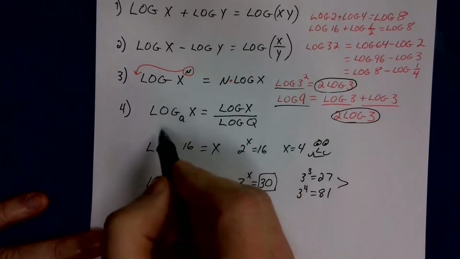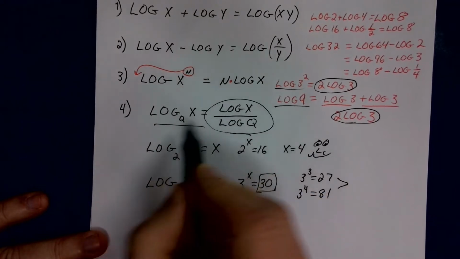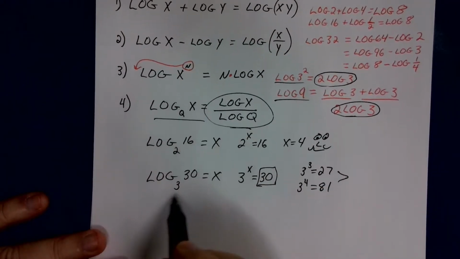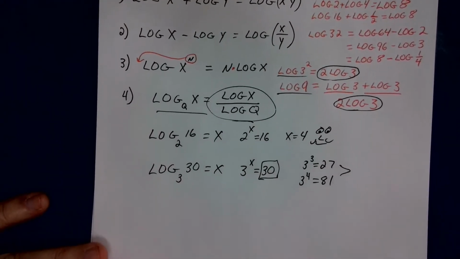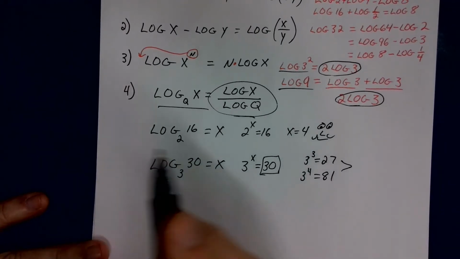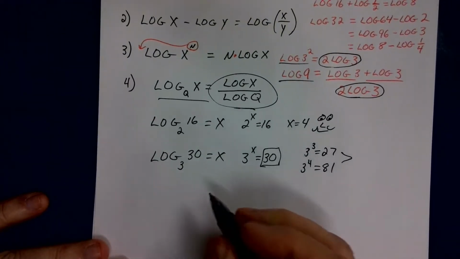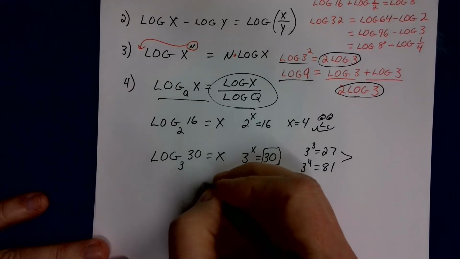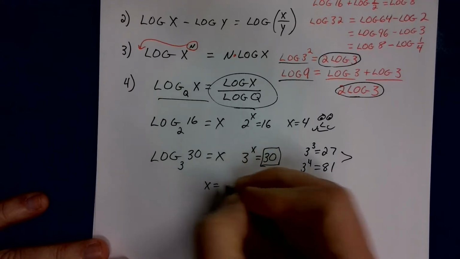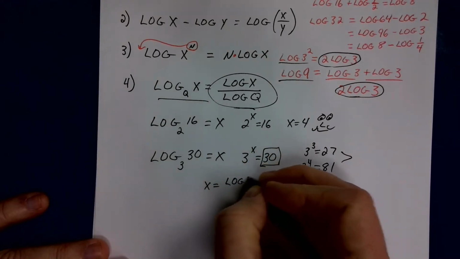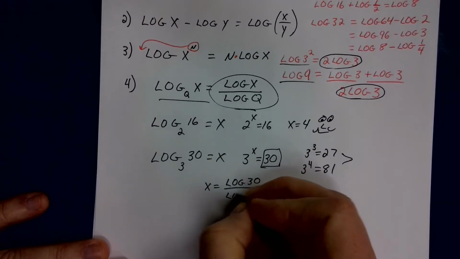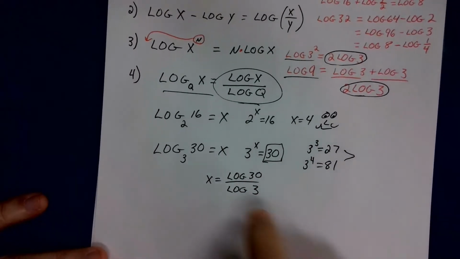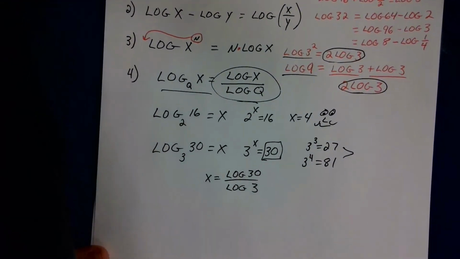Well, log law number 4 says that if you have a base where it doesn't just work out nice in your head, or you don't have the log base on your calculator, then you can do this. You can rewrite it as x equals the log of 30 over the log of 3, just like that. Okay, so let's check it.